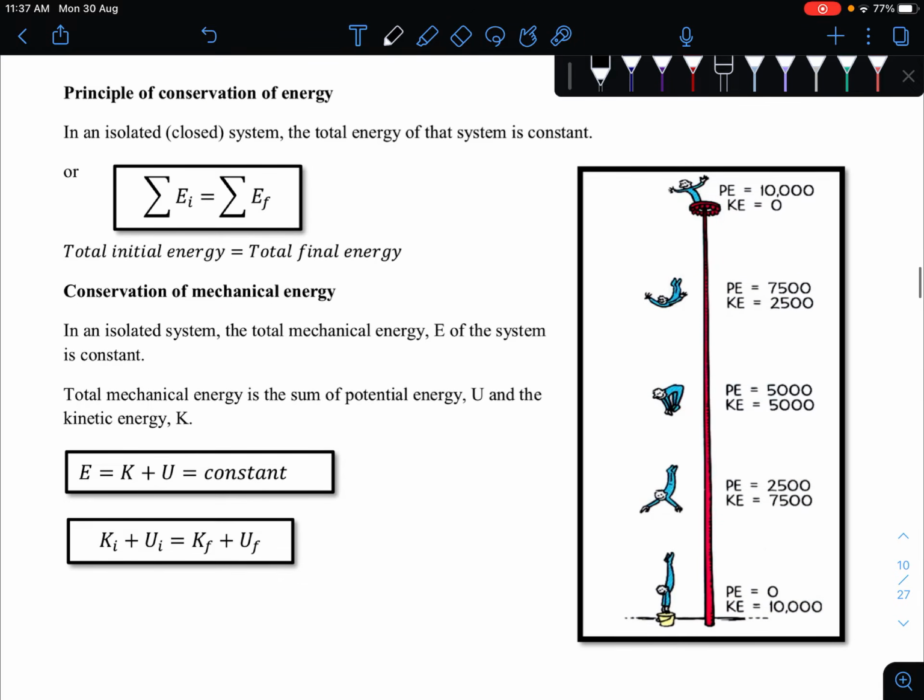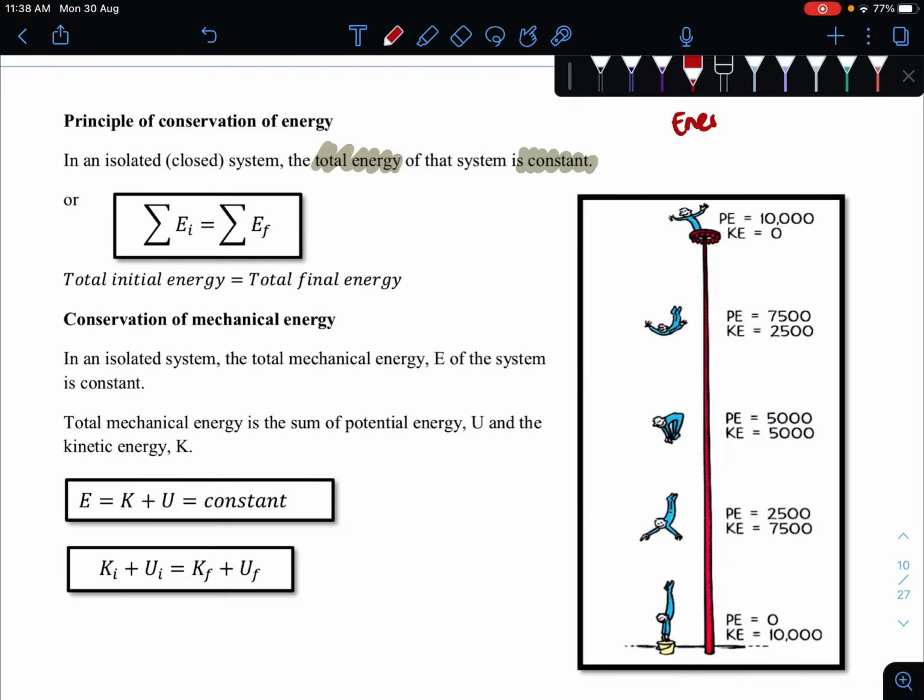Alright, so next we are going to look at the principle of the conservation of energy. In an isolated system or closed system, the total energy of the system is constant. Alright, the total energy is constant. Okay, maksudnya nilai energi yang kamu ada dalam sesuatu sistem itu tidak boleh berubah. Whatever you had initially kena sama dengan after any changes that occur, you're going to have the same amount of energy. Because energy cannot be created nor destroyed. However, it can be transferred from one type of energy to another type of energy.